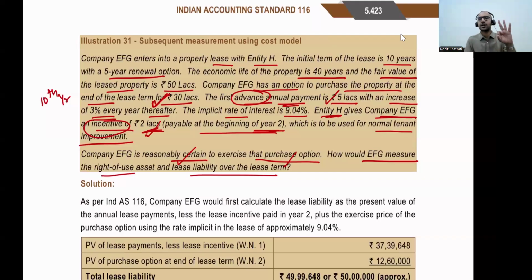All right, so there are three types of cash flows. One, lease payments of 5 lakhs, which will increase every year at the rate of 3%. We will consider that. Two, we will consider 30 lakhs that I'm going to make as a payment at the end of 10th year. And three, we are also going to consider a cash inflow or incentive that the lessee is receiving from the lessor at the beginning of year two. Now we are going to capture all these cash flows, discount it at 9.04% to calculate the right of use asset and the lease liability. Now let's start solving the question.